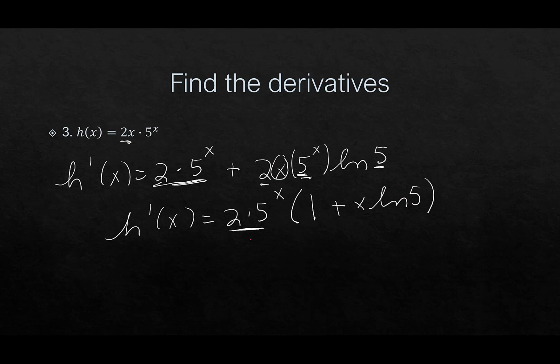I also want you to notice I did not multiply 2 times 5. You can't do that. Remember, order of operations: parentheses, exponents. So this exponent of x attached to the 5 comes way before the multiplying by 2 does. This is not 10, it's 2 times 5. So I have 2 times 5 to the x, parentheses 1 plus x natural log of 5, or you could leave it as 2 times 5 to the x plus 2x times 5 to the x natural log of 5.